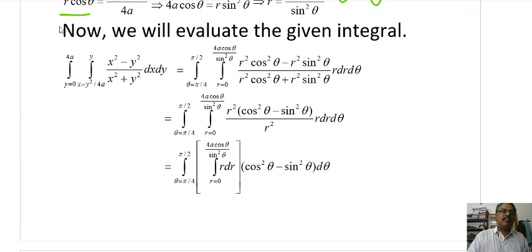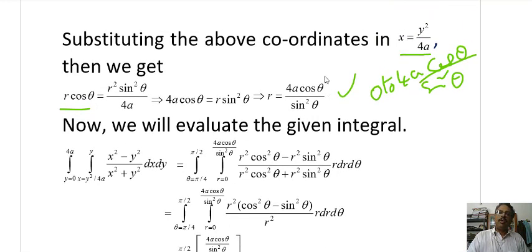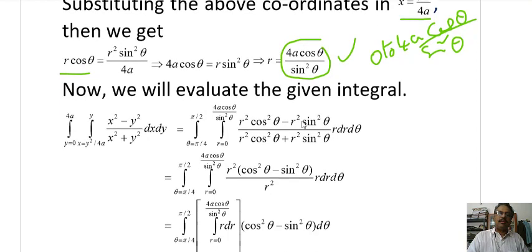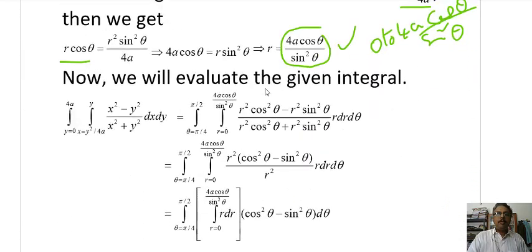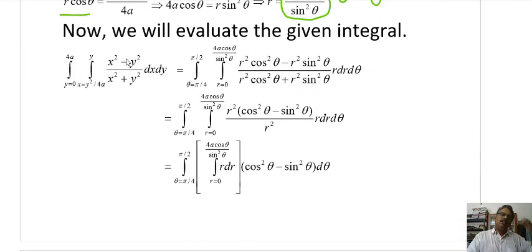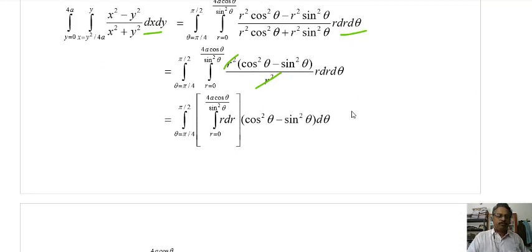Now we will evaluate this integral. This is the given integral. The r limit is 0 to 4a cos theta by sin square theta, and the theta limits are pi by 4 to pi by 2. Now substitute the x and y values: x is r cos theta, so we get (r square cos square theta minus r square sin square theta) by (r square cos square theta plus r square sin square theta), with dx dy equals to r dr d theta. Here r square is the common term, and both are cancelled. Then what happened?